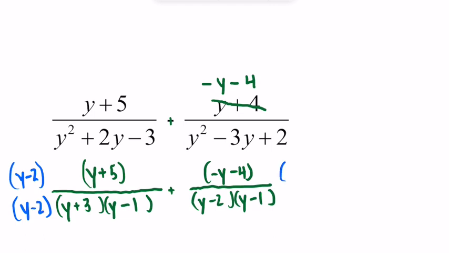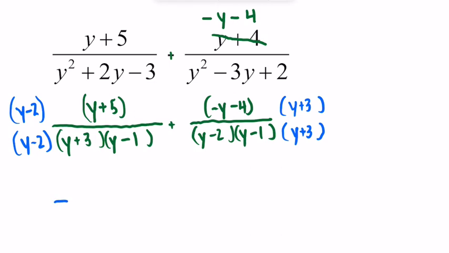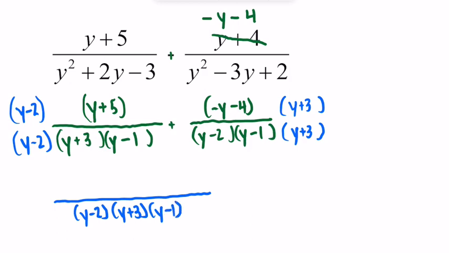When we're thinking about what to multiply by the top and bottom of the second fraction, we look at the denominator of our first fraction, and we see that it has a y plus 3 that this one is missing. So we're going to multiply the top and bottom of this one by y plus 3. Now, putting these together, we're going to have a denominator of y minus 2 times y plus 3 times y minus 1. The order of the factors doesn't particularly matter.